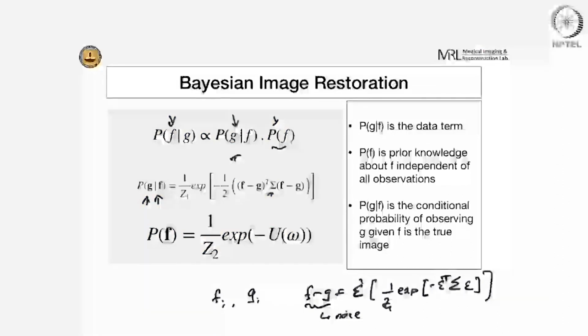Now, if we assume that all the pixels in the image are independent of each other, and that we can draw each pixel from this distribution independently, and they all have the same variance, the equation we saw earlier simplifies to the following: p of g given f, we can write it as 1 over Z1 times exponential of minus, there is a half which I'll take outside here, sum over i equal to 0 to n minus 1.